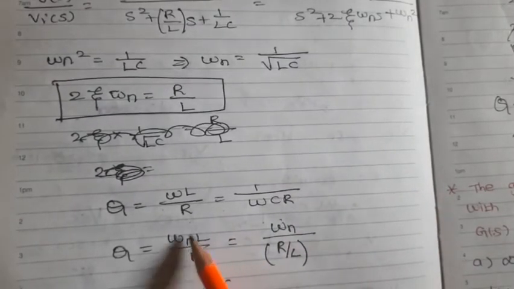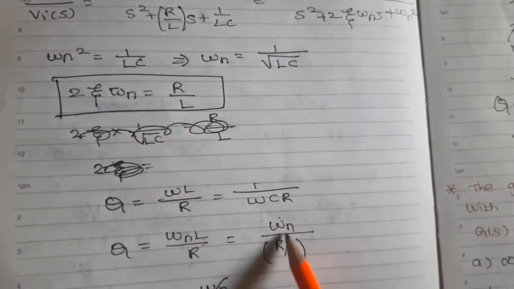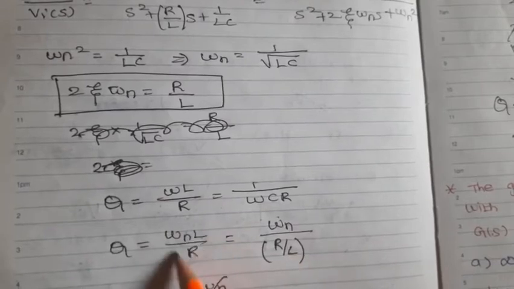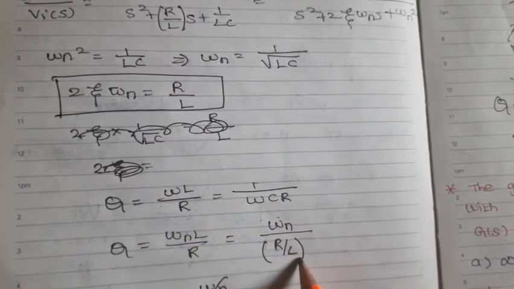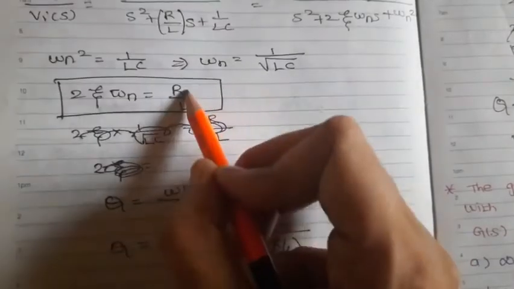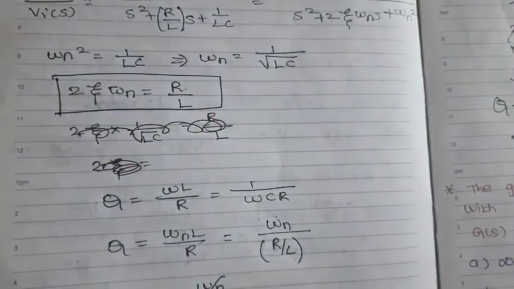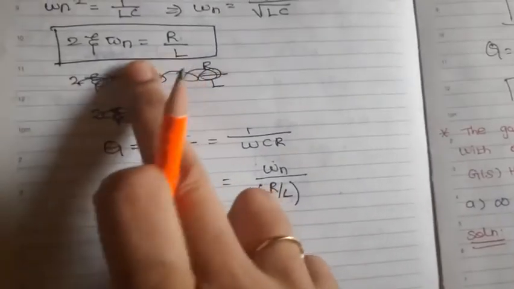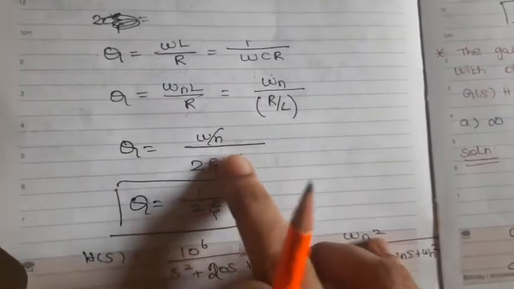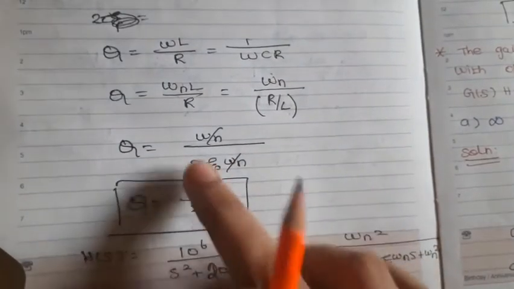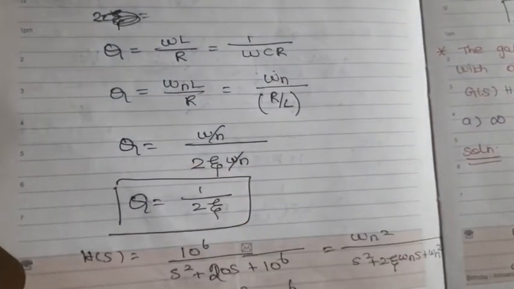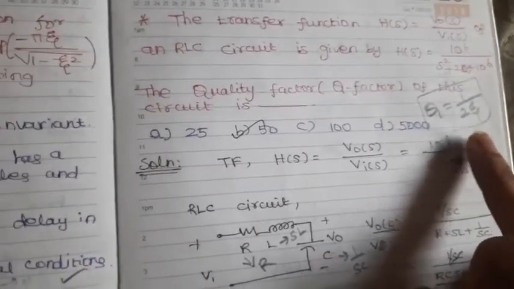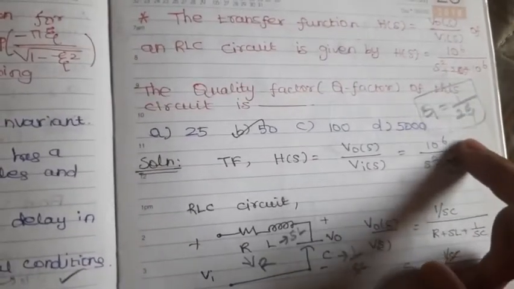Omega L by R can be written as omega n L by R, omega n divided by R by L. This can be written as R by L. Instead of R by L, what can we substitute? 2 zeta omega n here, because R by L is equal to 2 zeta omega n. So omega n cancels, and Q is equal to 1 by 2 zeta. We should remember this formula. So this is the derivation of this formula. So Q is equal to 1 by 2 zeta.